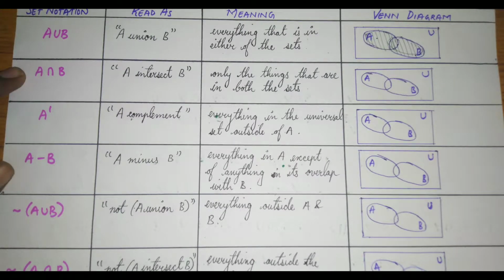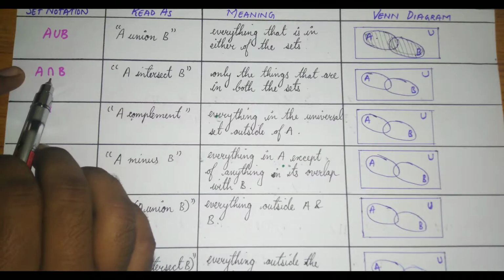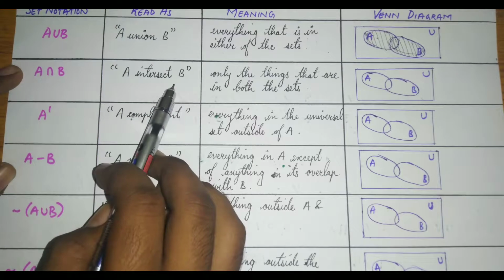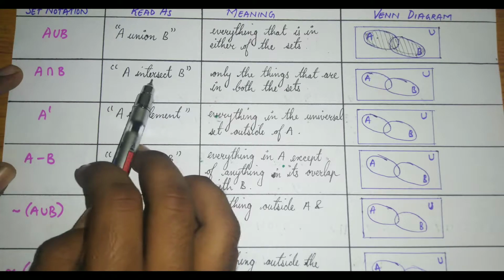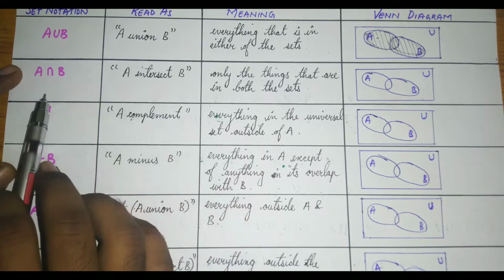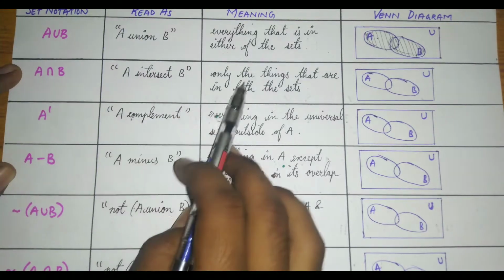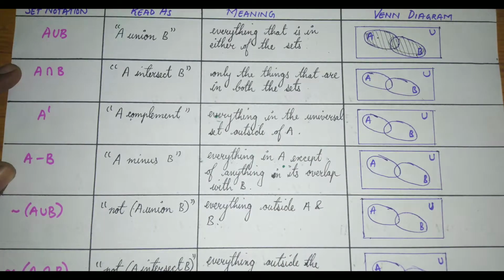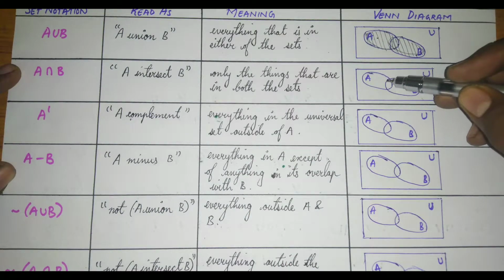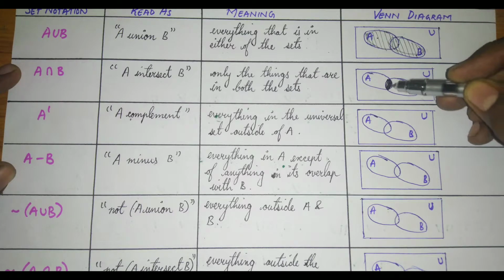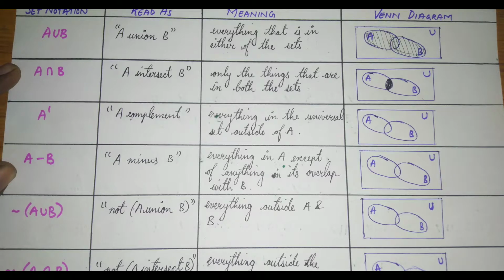Moving on to the second one, this U is reversed, upside down. We read it as A intersection B, or A intersect B. What is the meaning of that? Only the things that are in both the sets. That means the common things that are in both the sets. You have to see this common area and shade it. So this is about A intersection B.